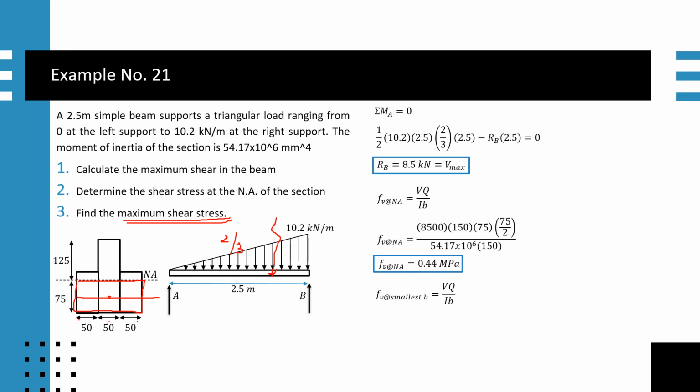So, the shear stress at smallest B is equal to VQ over IB. Wherein, 8,500 yun pa rin ang V. Sa Q natin, that is AY, di ba? Ganun lang din dito. Area nito times the Y prime. So, ganun din yung gagawin natin dito. Pero dito, alamin nyo, alin dyan ang may smallest width. So, ang may smallest width tayo dyan is this one. Tama ba?